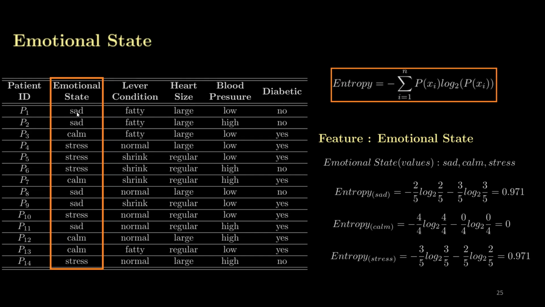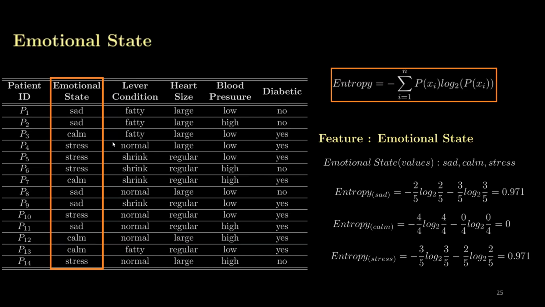Now, if we count, sad appears 5 times in this emotional state. There are a total of 14 values. Okay, 1, 2, 3, 4, and 5. So sad appears 5 times. This 5 shows the total number of appearances of sad. Now, how many times does it appear with the category yes, and how many times with the category no? If we see with no, sad appears 1, 2, then 3. 3 times with no and 2 times with yes.